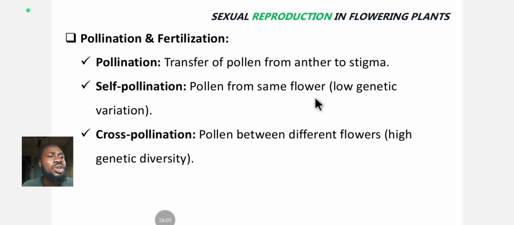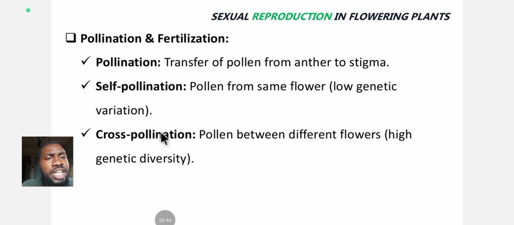For self-pollination, there is usually a low genetic variation. That's the offspring is only slightly different from the parent plant. The variation is not too much, so you don't get a new breed that is highly distinct from the parents. That's one of the advantages of self-pollination. If you want to continue having the same breed of plant, you continue self-pollination.